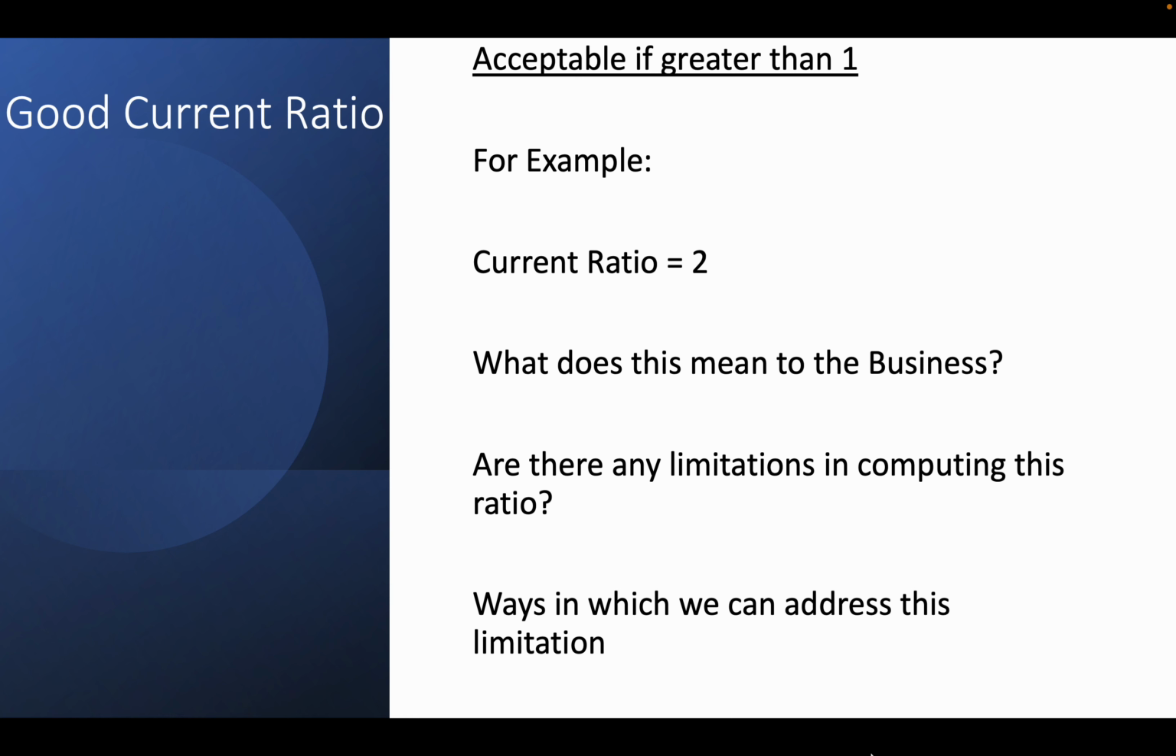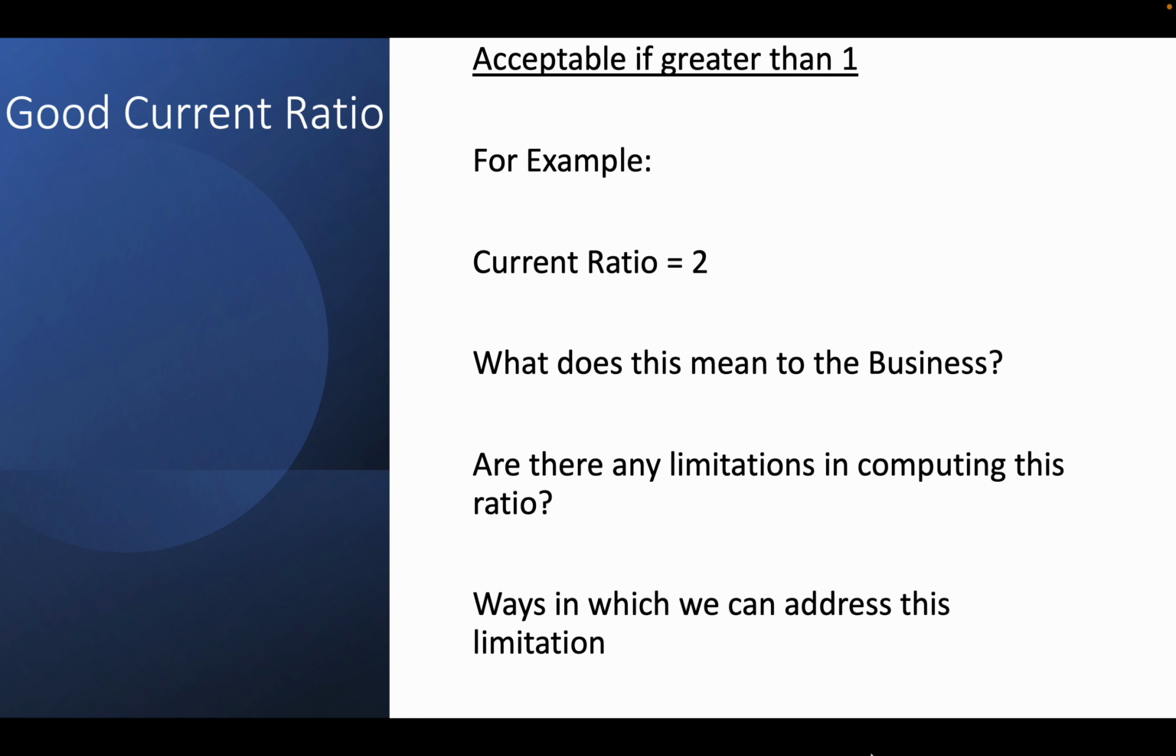So that's more of an understanding. However, there is always a flip side to it. You have limitations. This computation cannot be carried out blindly. So what is the limitation? As we saw a couple of slides ago, current assets include inventories. Now inventories have certain stages.